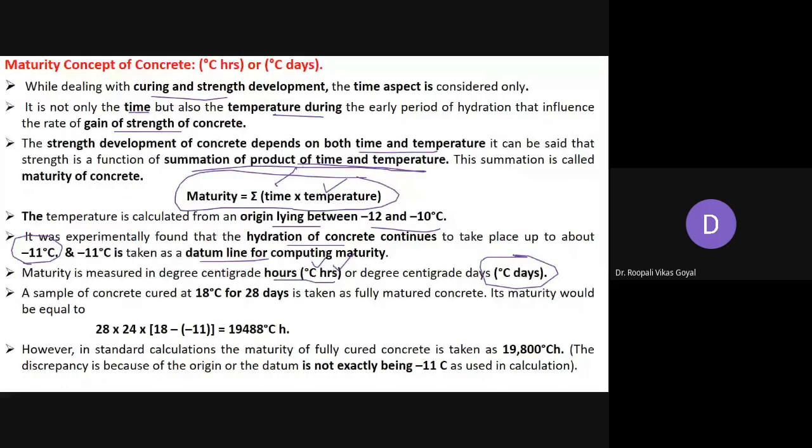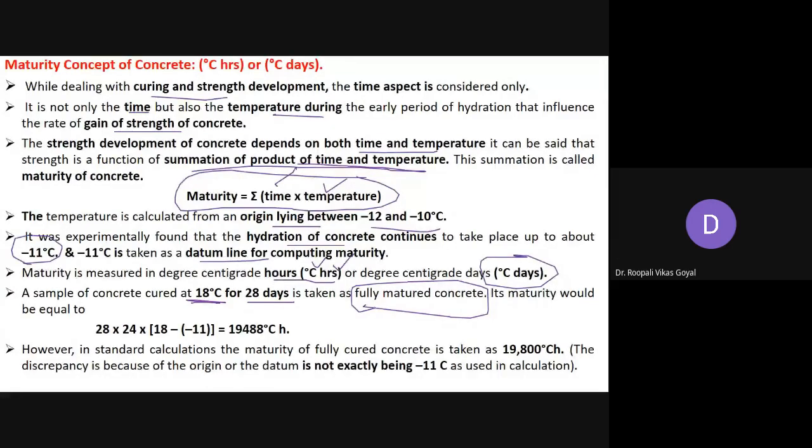Now, which sample can be considered as fully matured concrete? If there is fully matured concrete, what value of maturity should it have? Basically, any sample of concrete which is cured at 18 degree centigrade for 28 days is taken as fully matured concrete. You should know what fully matured concrete is: any concrete which we have kept for curing at 18 degrees temperature for 28 days.